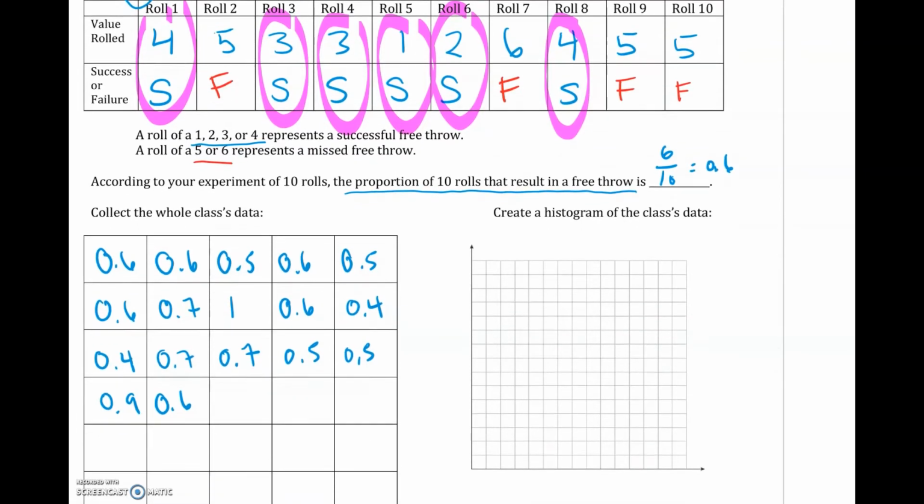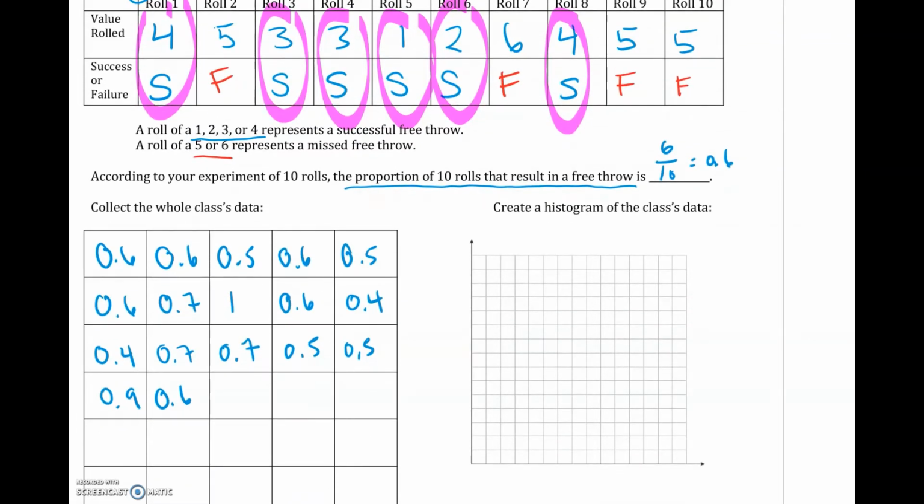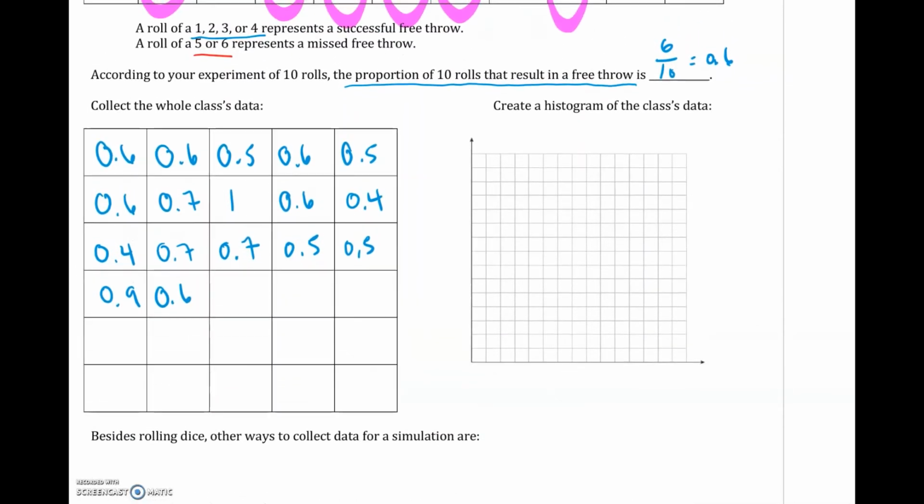All right, so our data is right here. We're going to use the data that I have right here in the table. And we want to be careful because we don't want to just plot 0.6 and count all that. What we want to do is calculate what's called the relative frequency. And what is relative frequency?